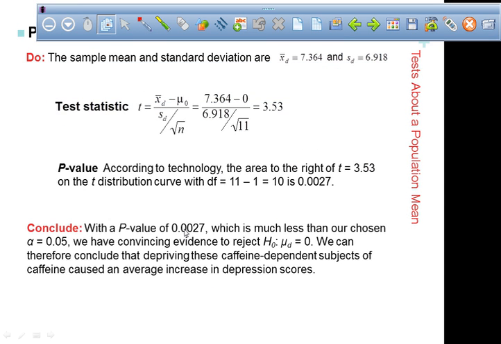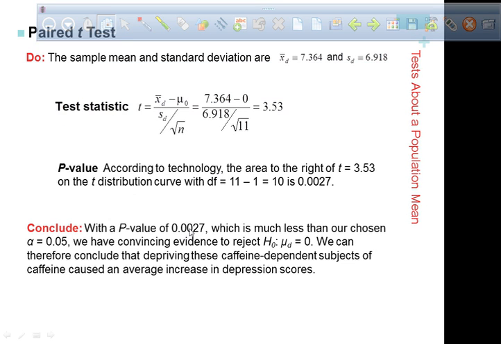So again, you make the conclusion: our p-value is far less than our alpha, so we have convincing evidence that there is a difference. And then we can conclude that depriving these caffeine-dependent subjects of caffeine causes an average increase in depression scores, right? Because we said that it would be positive, which it is, and so forth. So we know that if we take away their caffeine, they'll get cranky.